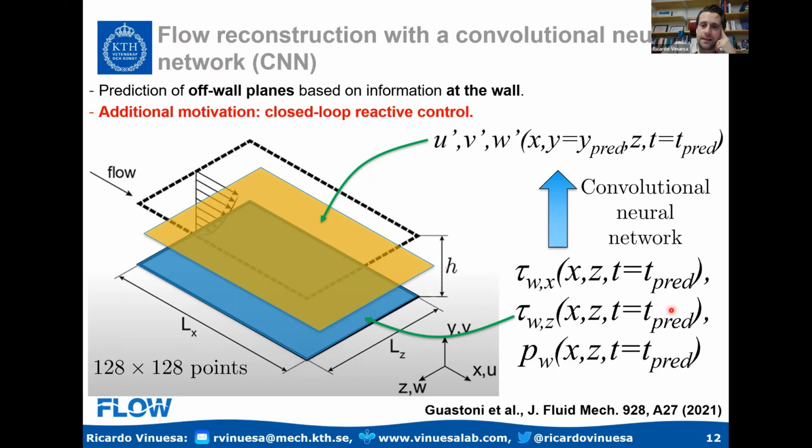And basically the quantities at the wall that we will consider are the two wall shear stress components and the wall pressure, and we're going to predict above the wall the three velocity fluctuations. And we will use several computer vision architectures, including convolutional neural networks and also more advanced techniques of deep learning. Now, this is work performed by Luca Guastoni, who is a PhD student in my group, and this is published in the Journal of Fluid Mechanics. So you can see the full reference here for all the details of this work.